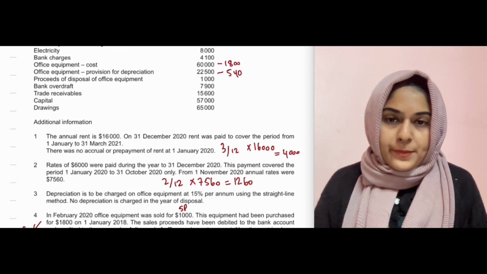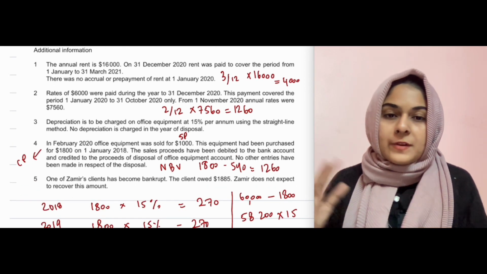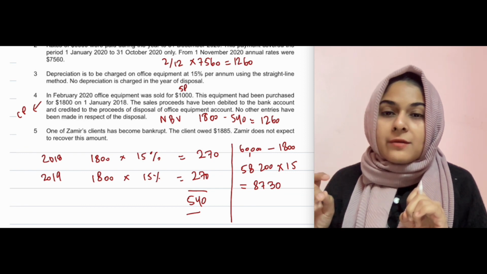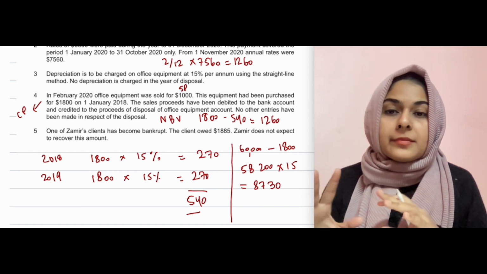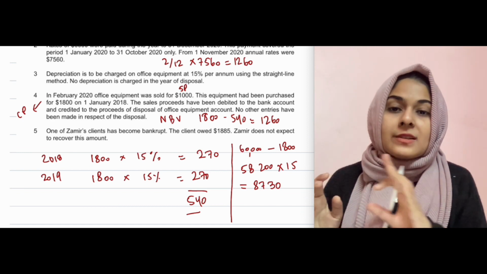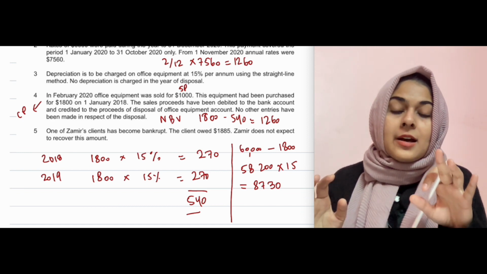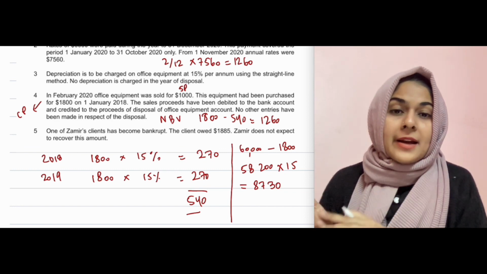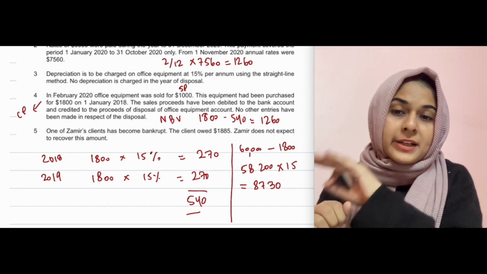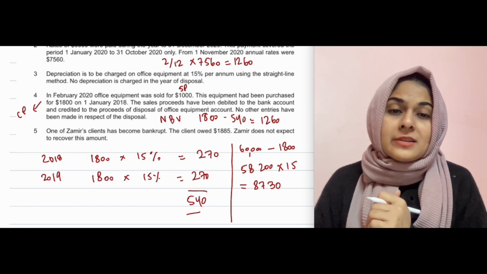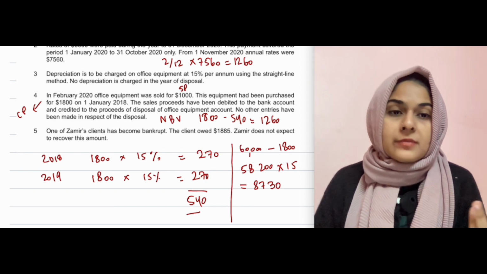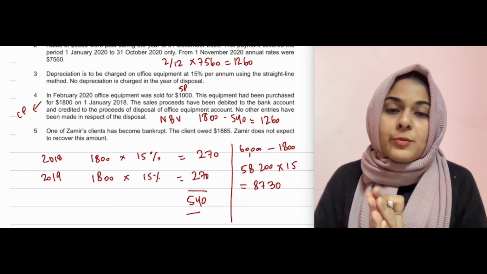That is office equipment in this case. So we've solved almost everything. So the fifth adjustment tells me that I have to write off a debt as irrecoverable क्योंकि one of Zamir's clients has become bankrupt. The client owed 1885, which means कि the client had to give 1885 to Zamir. However, Zamir जो है वो he's not expecting to recover this amount because that person has become bankrupt, तो फिर वो पैसे नहीं दे सकता.